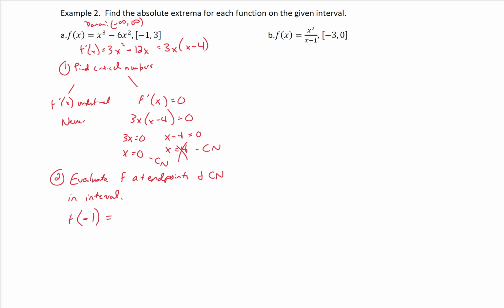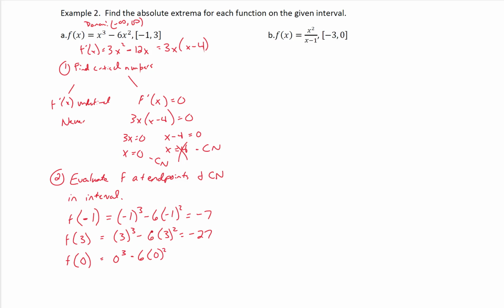So we need to find f of 1, or sorry, f of -1. So f of -1 is -1 cubed minus 6 times -1 squared. And when you evaluate that, you get -7. f of 3, our other endpoint, is 3 cubed minus 6 times 3 squared, and that gives you -27. And our only critical number in the interval is f of 0, so 0 cubed minus 6 times 0 squared, which gives us 0.